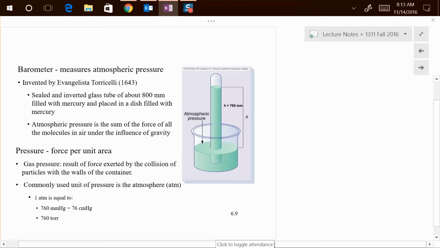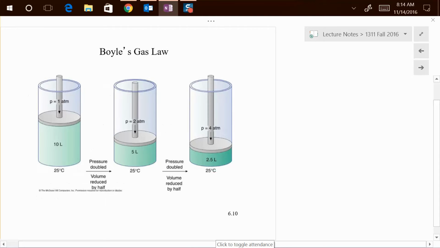Okay, so what is pressure? Pressure is the force per unit area that's being exerted on that area. So the most commonly used unit of pressure is atmospheres, and those are those conversions. All right. So there are 3 gas laws that you really need to learn well.